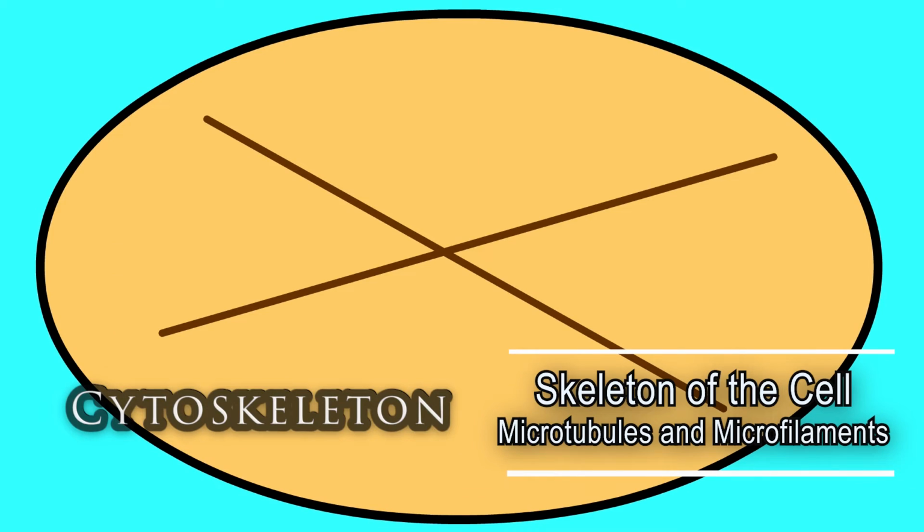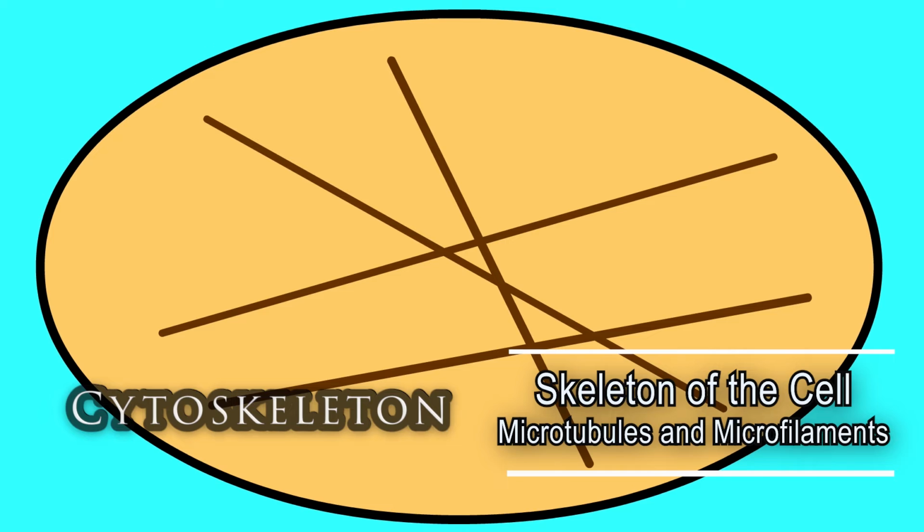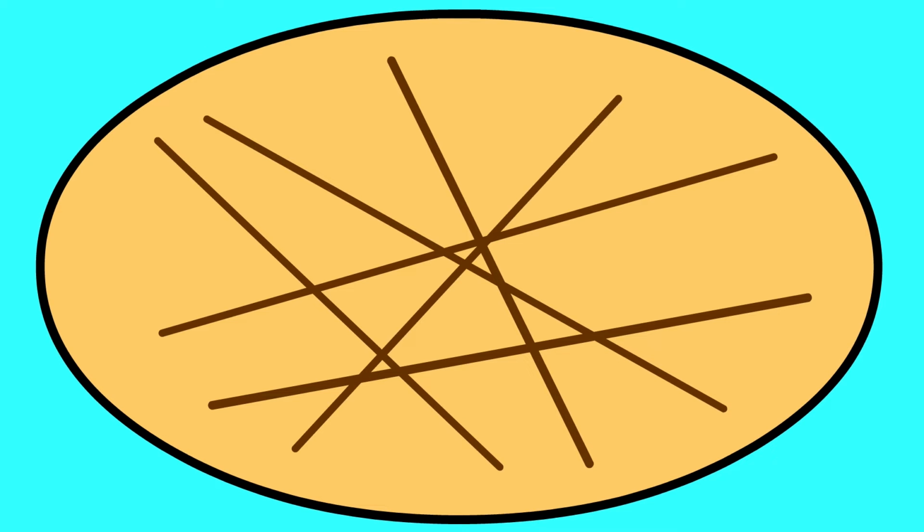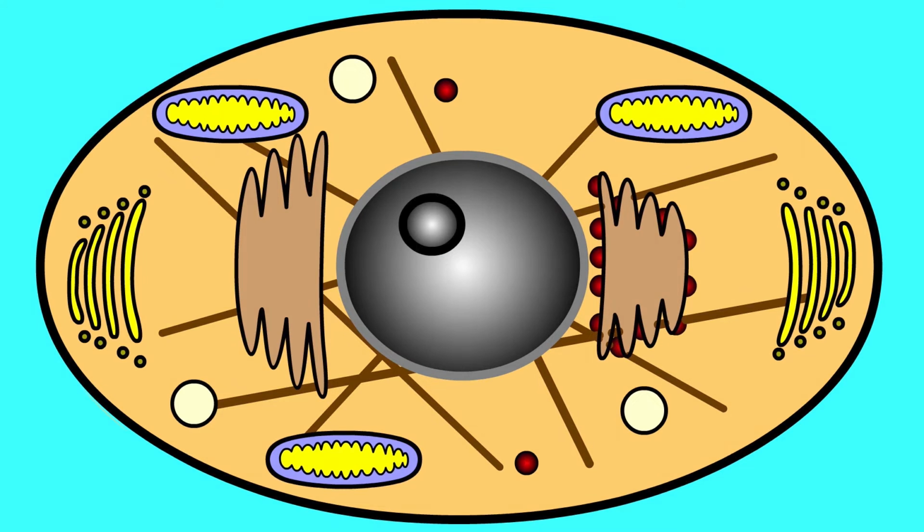Animal cells have a support structure called a cytoskeleton. The cytoskeleton is made of microtubules and microfilaments. These microtubules and microfilaments act almost like a scaffolding system that give the cell internal support. Without the cytoskeleton, the cell would just be a bag of goo. Plant cells don't have a cytoskeleton.